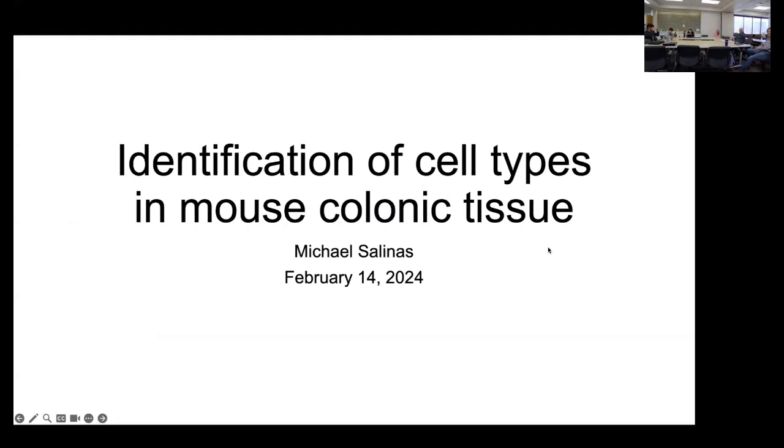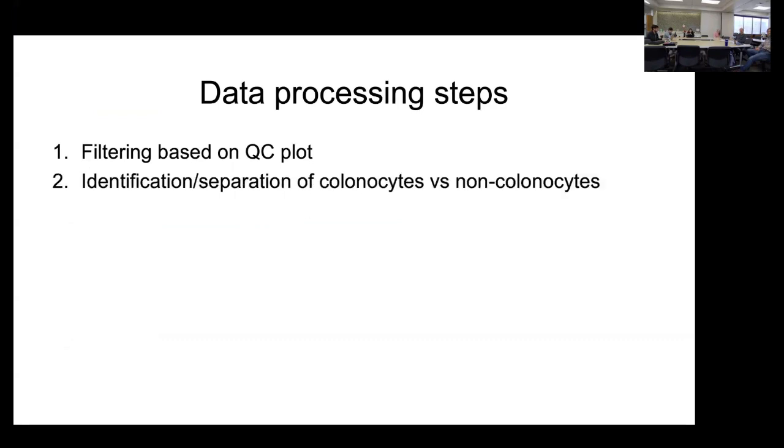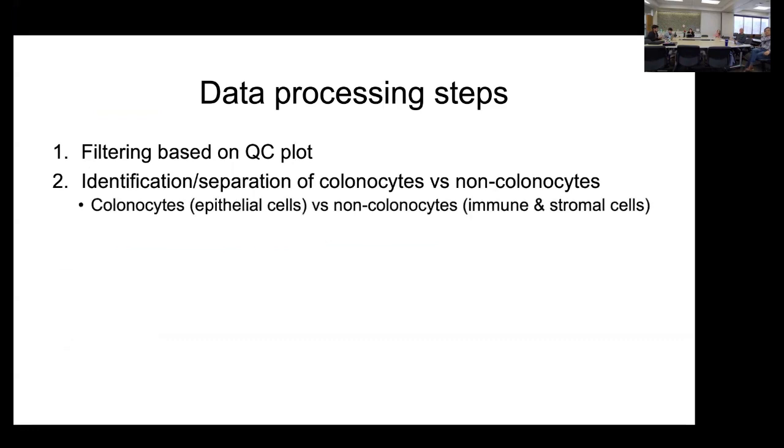So it's really the identification of all the different cell types in the mouse colonic tissue. There are some data processing steps. The first one is filtering based on the QC plot, and I'll talk a little bit more about that and how I decide what to filter. Then it comes to the identification or the separation of colonocytes versus the non-colonocytes. These non-colonocytes are really just going to be the immune and the stromal cells that are also in these samples.